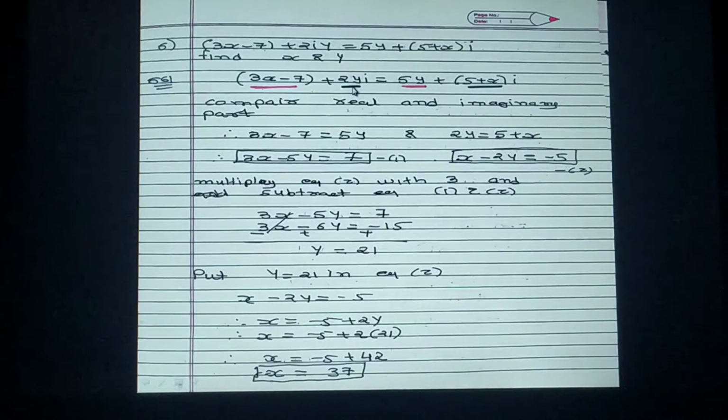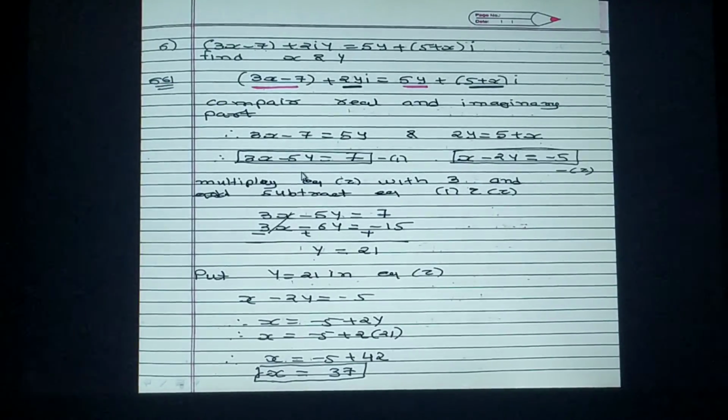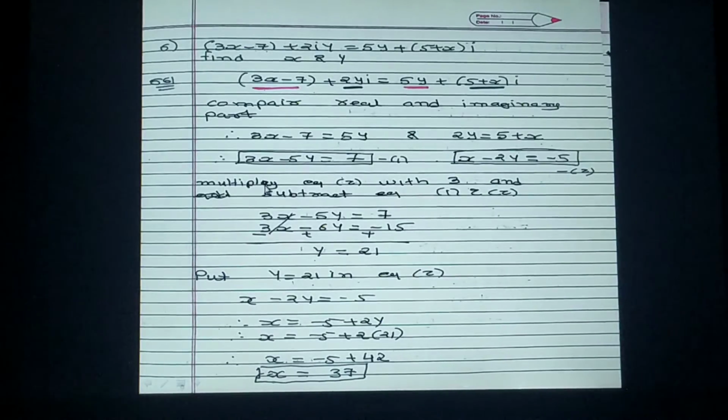Now compare the imaginary part. 2y is equal to 5 plus x. So here we have the equation x minus 2y is equal to minus 5. We give it equation number 2, and the previous one is equation number 1. Now to solve such linear equations, we multiply equation 2 with 3 and subtract equation 1 and 2.